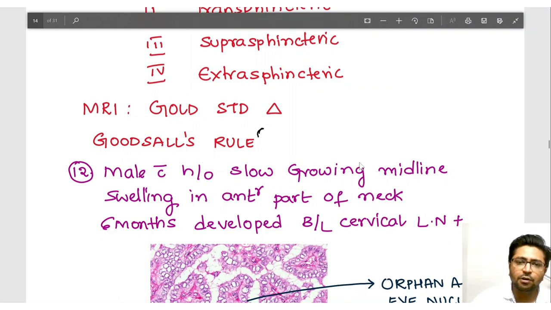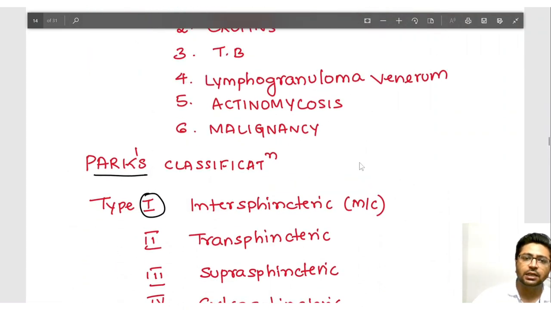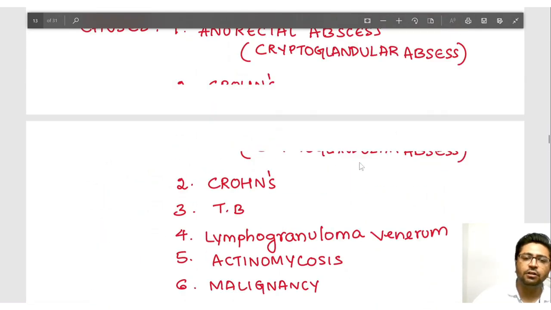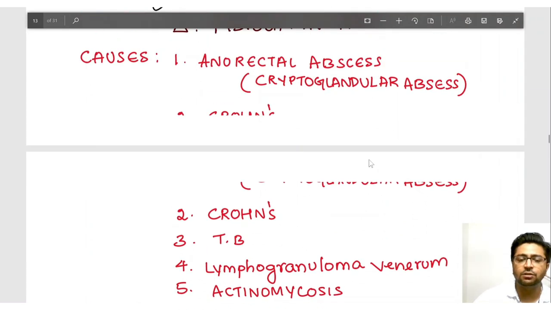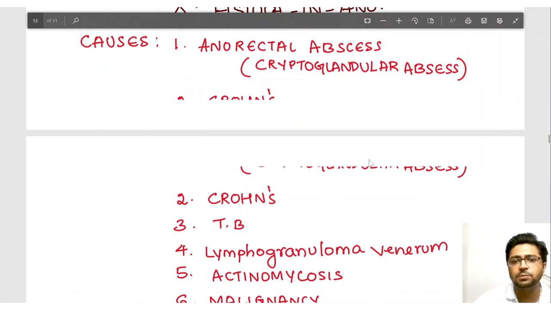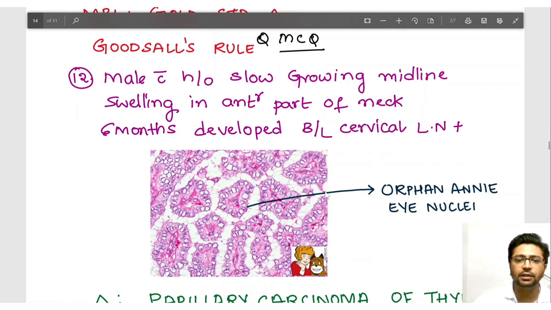Goodsall's rule is really important clinically as well as from the MCQ point of view. Multiple times Goodsall's rule has been asked, Parkes classification has been asked, and a question such as which of the following are the causes of fistula in ano except would be there. So remember the most common is the anorectal abscess or cryptoglandular abscess. There can be history of Crohn's, tuberculosis, lymphogranuloma venereum, actinomycosis and malignancy. So remember this, fistula in ano is an important topic.